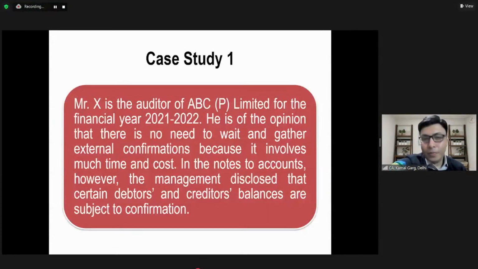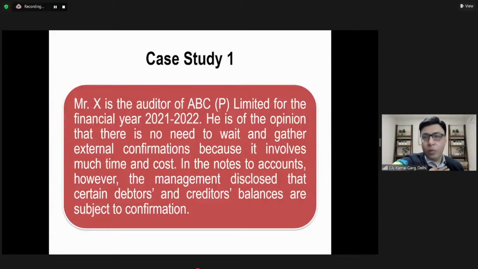Question number 1. Mr. X is the auditor of ABC Private Limited for the financial year 21-22. He is of the opinion that there is no need to wait and gather external confirmations because it involves much time and cost. In the notes to accounts, however, the management disclosed that certain debtors and creditor balances are subject to confirmation. So in this case study, basically there are 2 questions. Question number 1 is, the auditor says there is no need to wait and gather external confirmation. Now what is external confirmation?